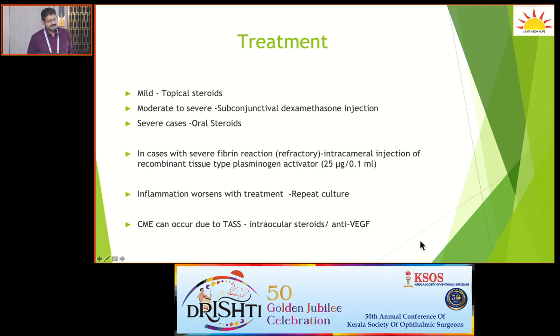For mild TASS, the treatment is topical steroids. For moderate to severe, you can give subconjunctival dexamethasone. Severe cases might need oral steroids. Sometimes you will see fibrin in such cases, which is refractory to any treatment, and there you can use intracameral injection of rTPA. If the inflammation is not subsiding with treatment, do not hasten; think of it and treat it as endophthalmitis. Patients with TASS can also develop CME, which you'll have to treat with intraocular steroids or anti-VEGF.